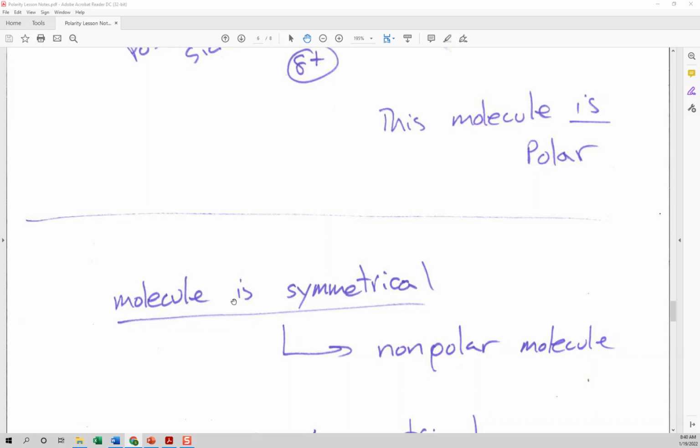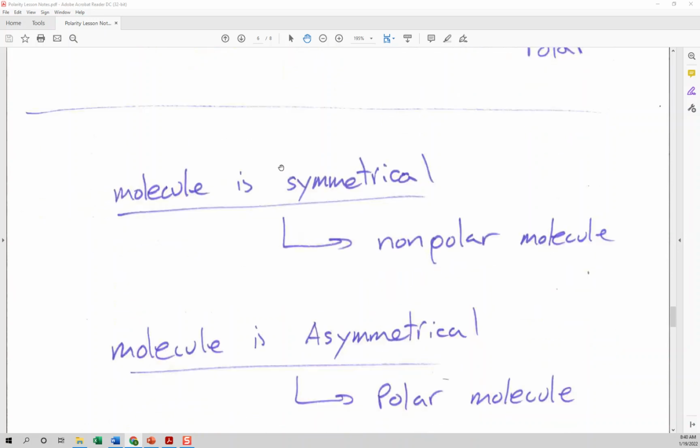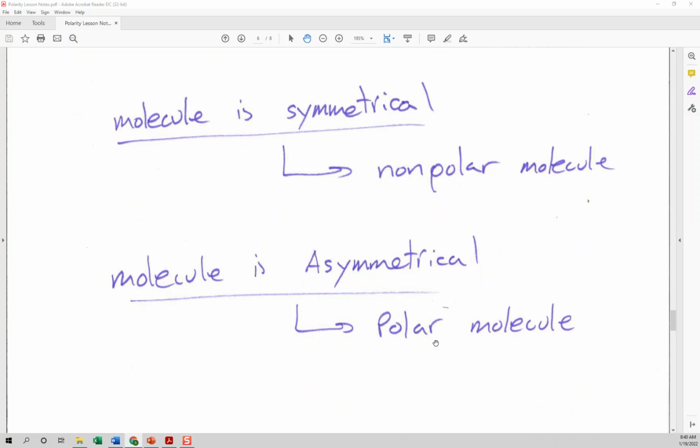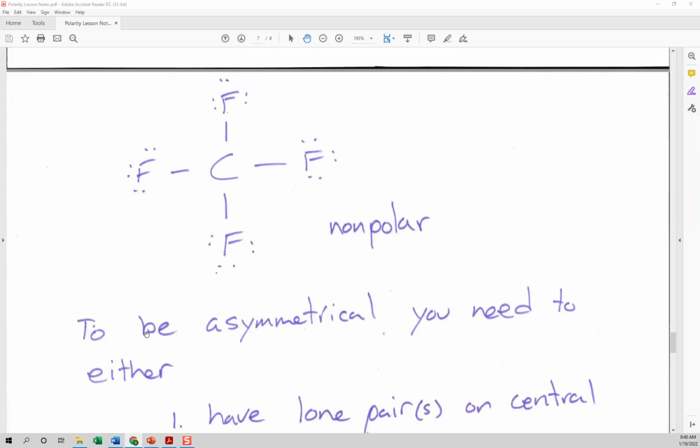But to figure out if a molecule is polar or not, we got to know if the molecule is symmetrical or asymmetrical. If it's a symmetrical molecule, we know it's nonpolar. Okay? If the molecule is asymmetrical, it's going to end up being polar. All right? So here we have a molecule with 4 very polar bonds. Okay? But the molecule itself is nonpolar because this is a symmetrical molecule.